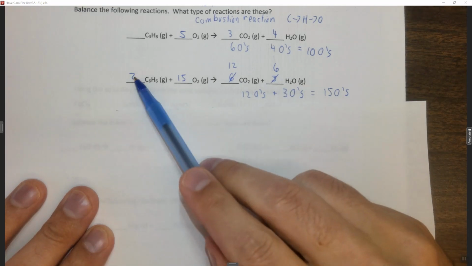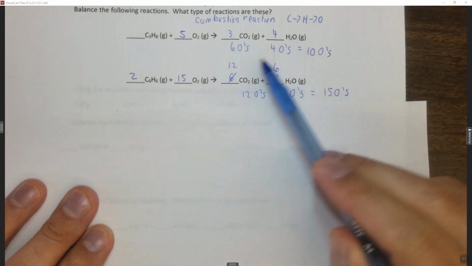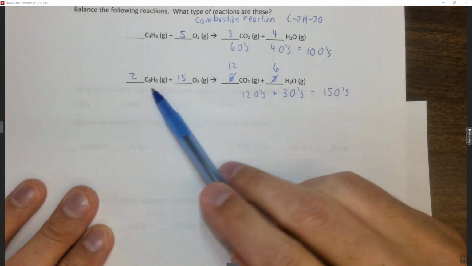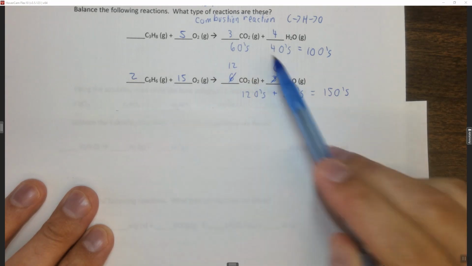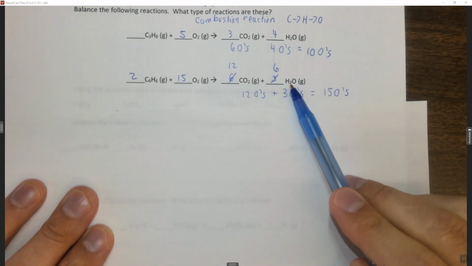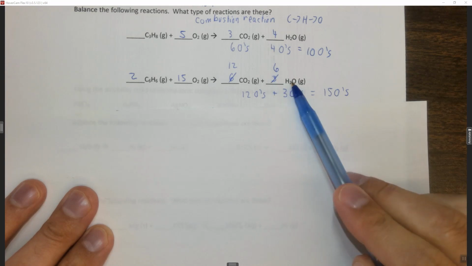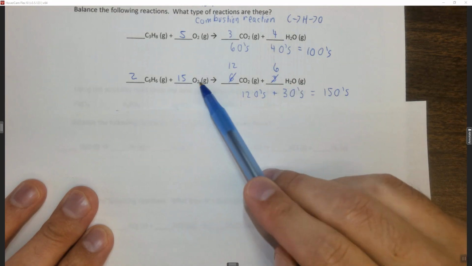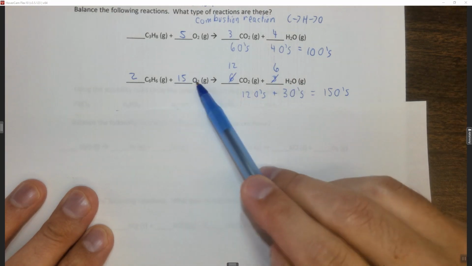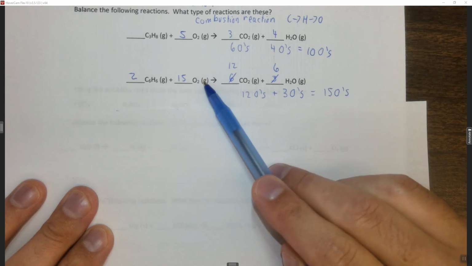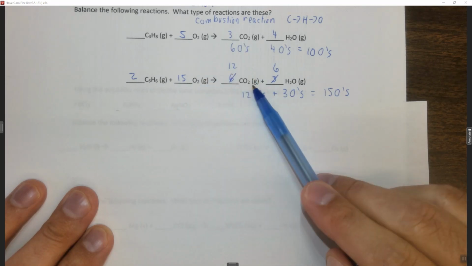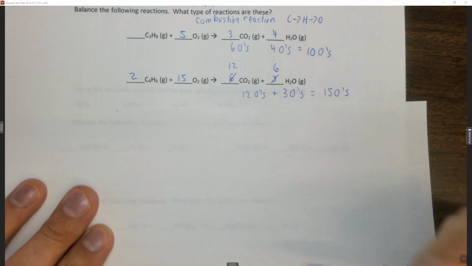Let's check. We have 2 times 6, which is 12 carbons. 12 CO2s is 12 carbons. 6 waters, because each water contains 2 hydrogens, 6 times 2 is 12 hydrogens. Carbons, we have 12; oxygens, we have 30. 15 times 2 is 30. Here we have 12 times 2, which is 24, plus 6 more, which is 30.